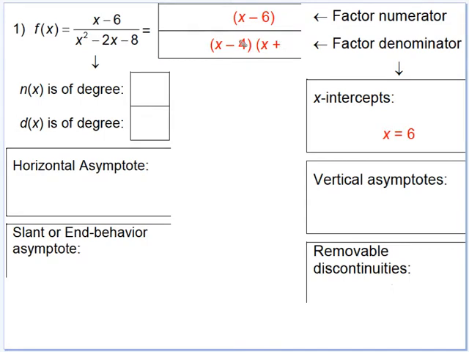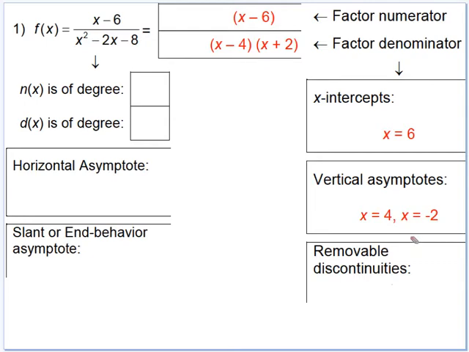And the denominator, in this case, we'll have two factors, x minus 4 and x plus 2. And the denominator tells us where the vertical asymptotes are. And so we have two vertical asymptotes at 4 and -2. And we're going to look at both the x-intercepts and the vertical asymptotes. If you have the same number in both places, then you would cross it off here and here and write it down as a removable discontinuity.